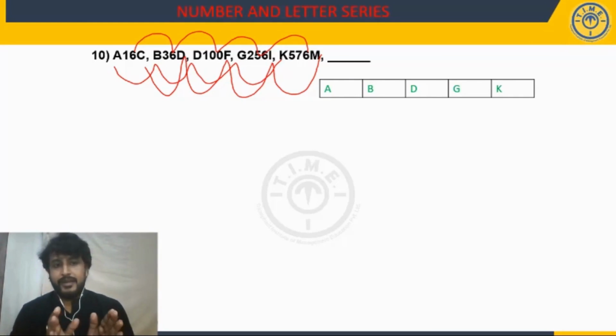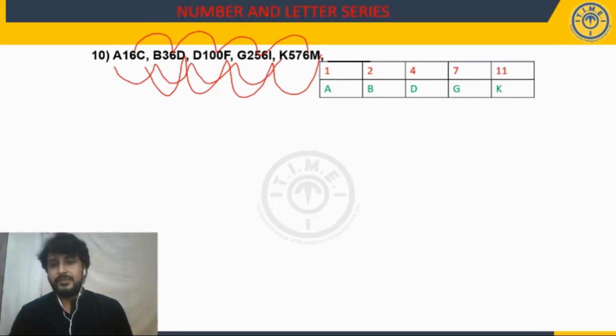Let us try to identify the relation between the given numbers and the letters later. First, identify the logic in the letters. First set of letters are what? A, B, D, G, K. And what are the place values of these letters? A is 1, B is 2, D is 4, G is 7, K is 11.